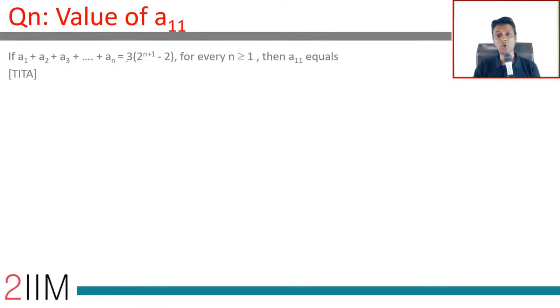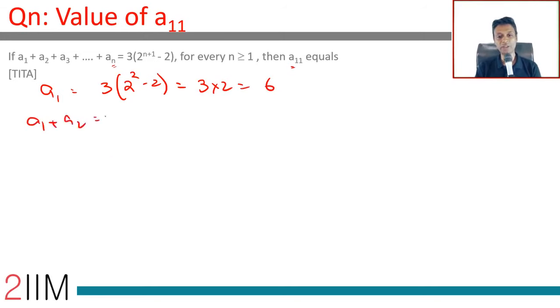A1 plus A2 plus A3 all the way till AN is 3 times 2 power n plus 1 minus 2 for every n greater than or equal to 1. Let's find A1. It's 3 times 2 square minus 2, 3 times 4 minus 2, which is 6. A1 plus A2 is 3 times, putting n as 2, 2 cube minus 2, which is 3 times 8 minus 2, which is 18.